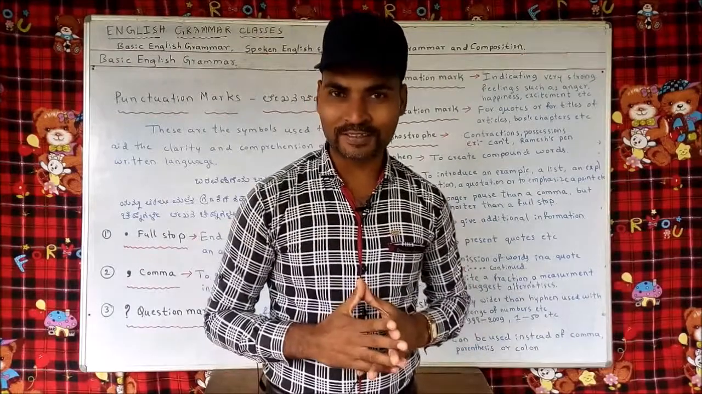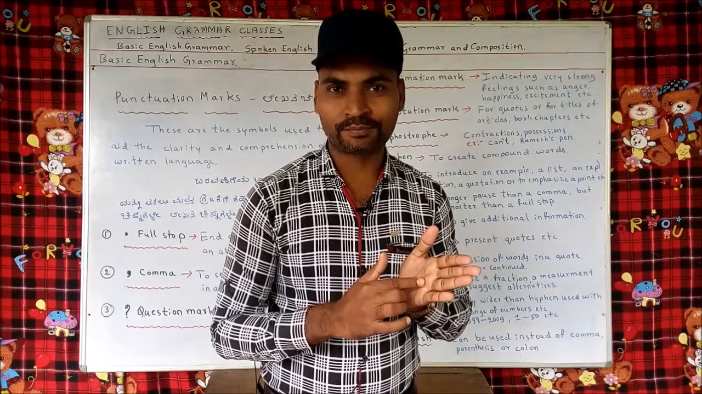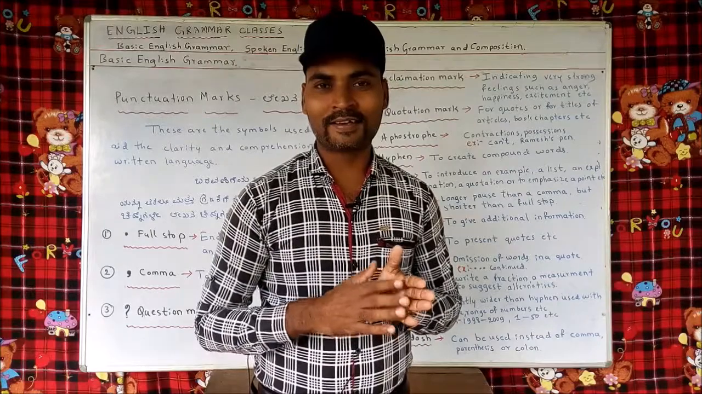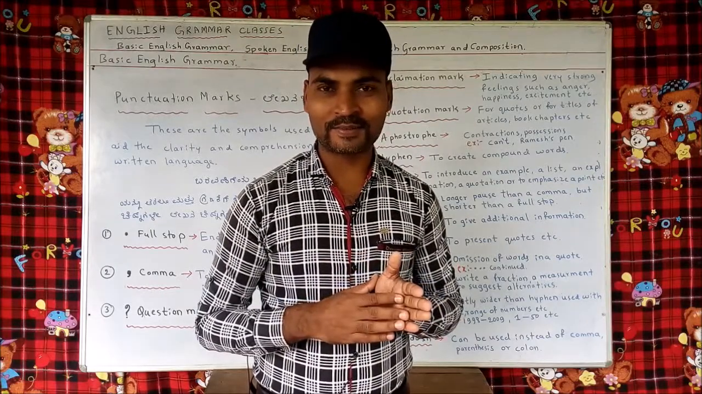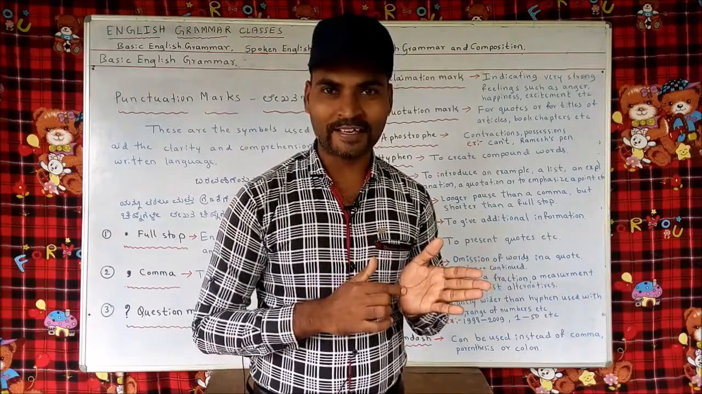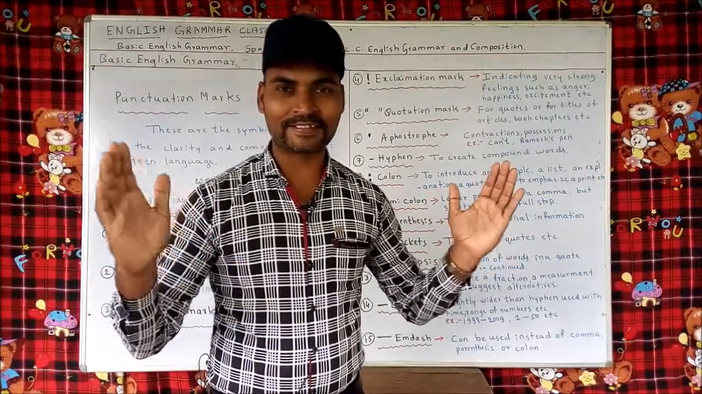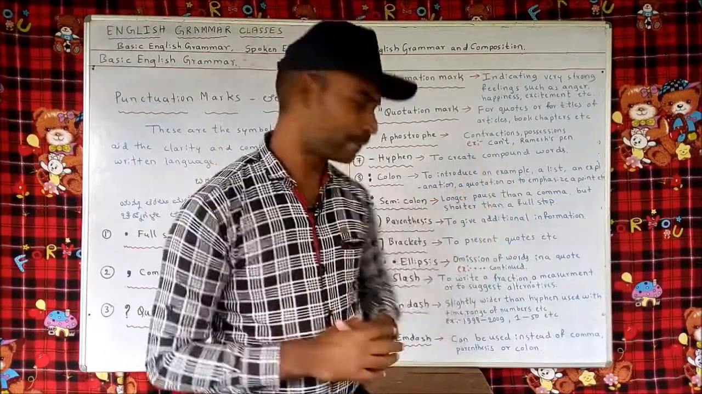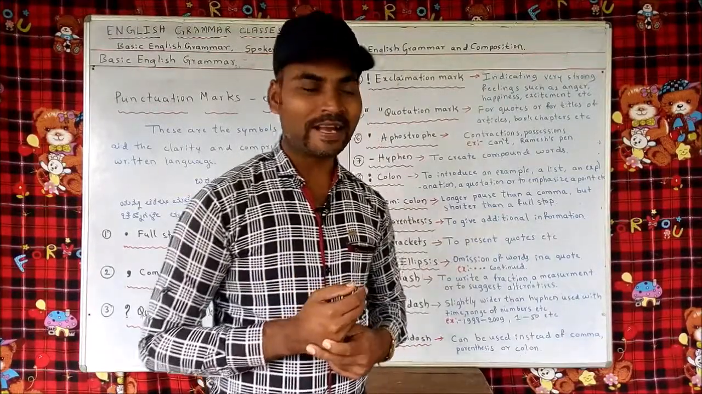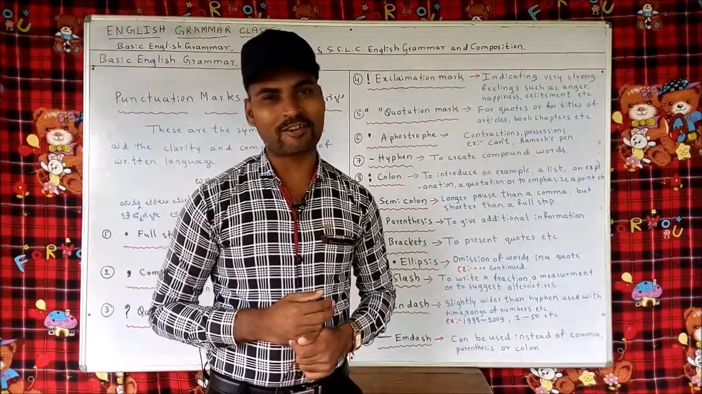Then comes en dash, slightly wider than a hyphen, used with time, range of numbers, etc. We usually use this to suggest years. For example, 1920–1925. Then number series also we suggest using this. 1–50, 2020–2025. It suggests a range, it suggests a series. Then comes em dash. This is the last one. Em dash can be used instead of comma, parenthesis, or colon.